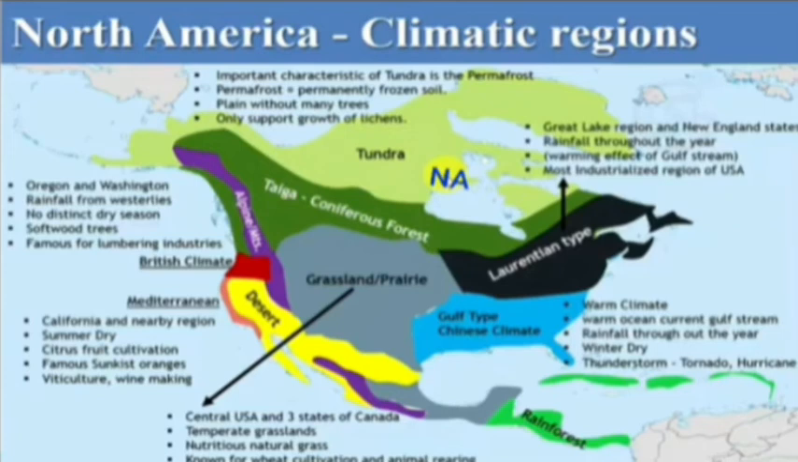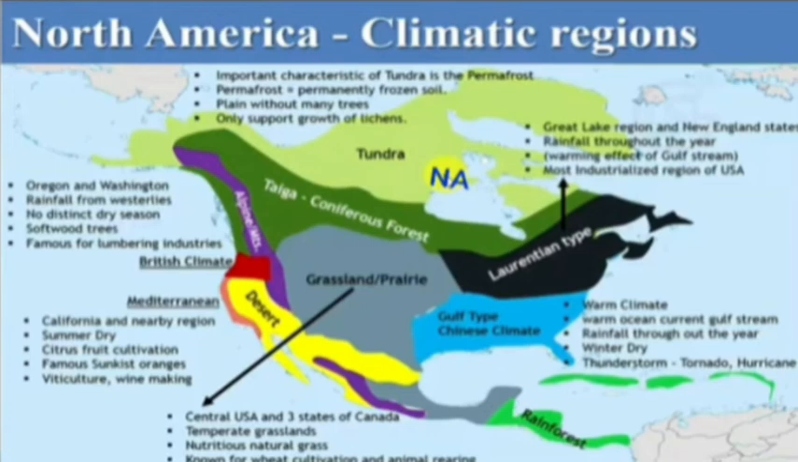Now let us understand about the climatic regions of North America. On the upper side of North America, tundra type of climate is found. There it becomes much colder, or excessive cold is felt. If we go toward the north eastern side of the continent, then Laurentian type of climate is experienced. Then on the southeastern side of the continent, Gulf type or China type climate is there. Then taiga coniferous forests are found in this region, which has been depicted by green color.